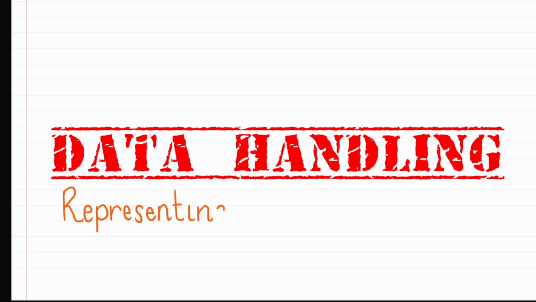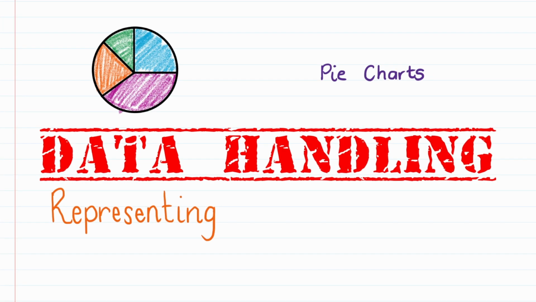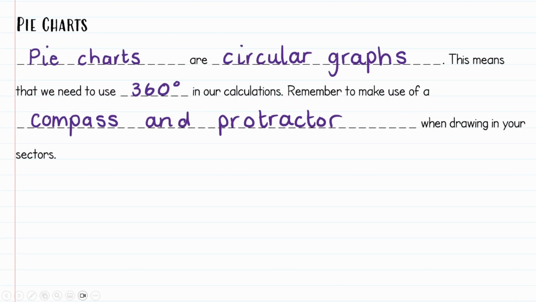When working with data, we can gather information more easily when it is being represented in a graph. This brings us to something known as pie charts. Pie charts are circular graphs. This means that we need to use 360 degrees in our calculations. Remember to make use of a compass and also a protractor when drawing in your sectors.